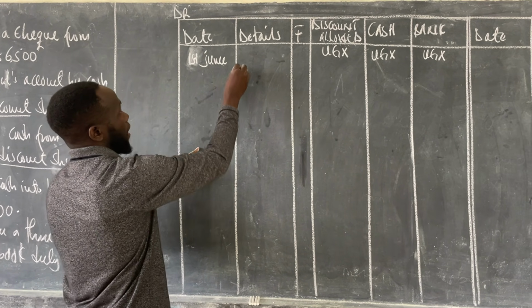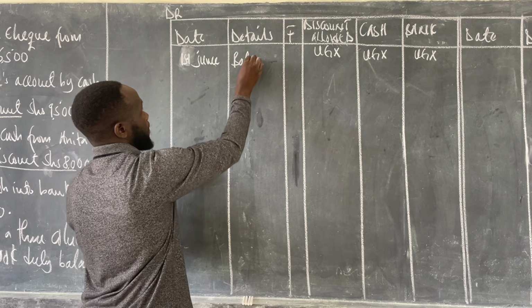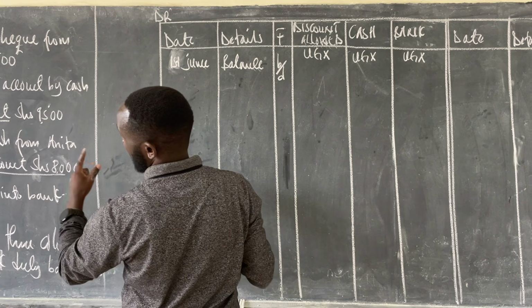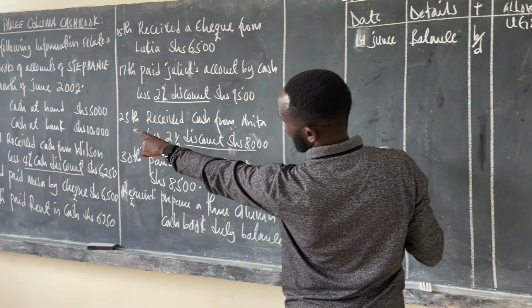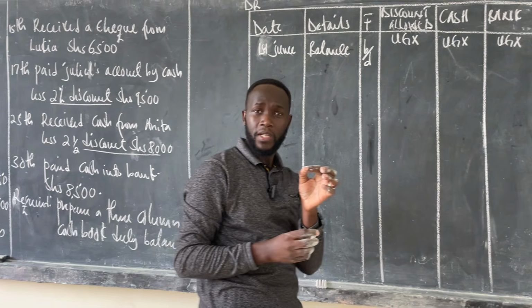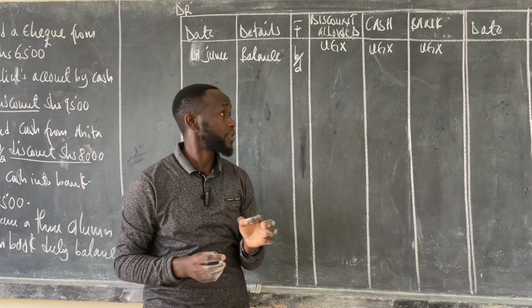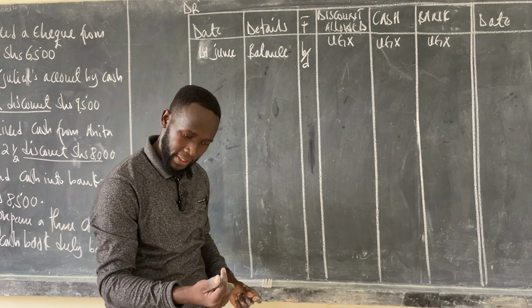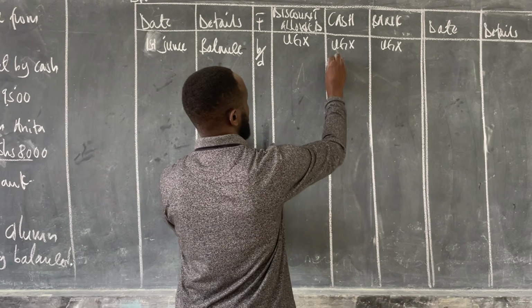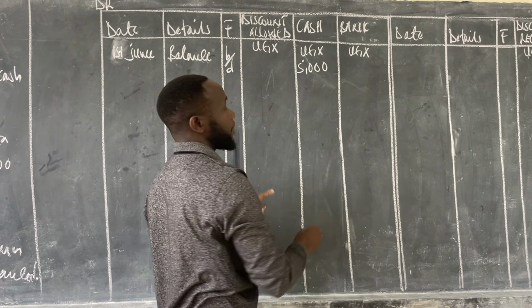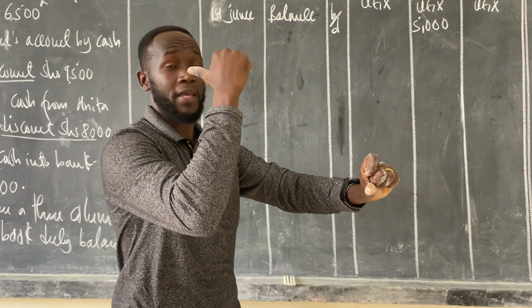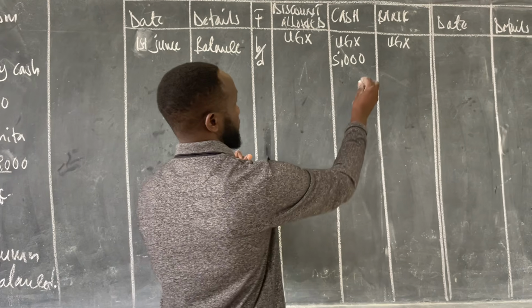We have balance brought down of how much? When you check, we said cash at hand was 5,000. That is what we put under the cash column, simply because this amount was at hand. So it was in cash form. So cash was 5,000. And on the same date, this person has a balance brought down from the previous month, which was May, of 10,000.